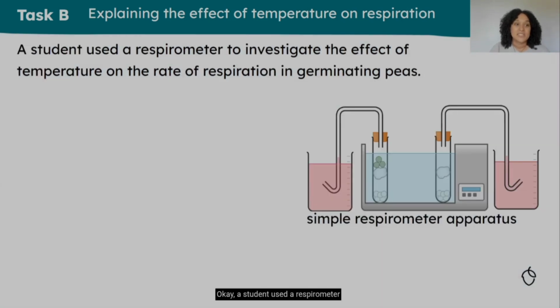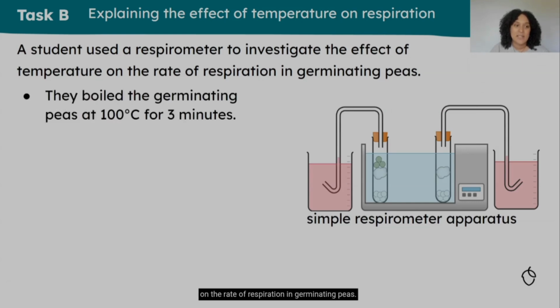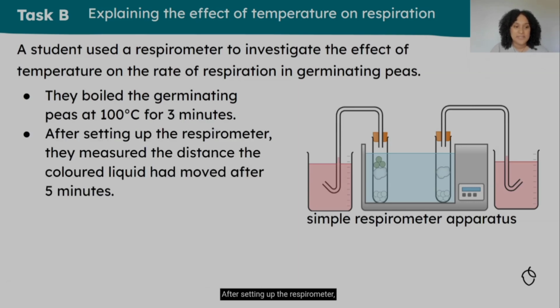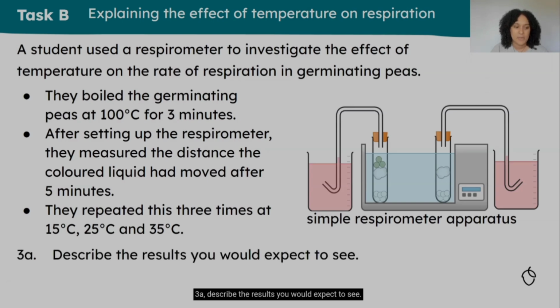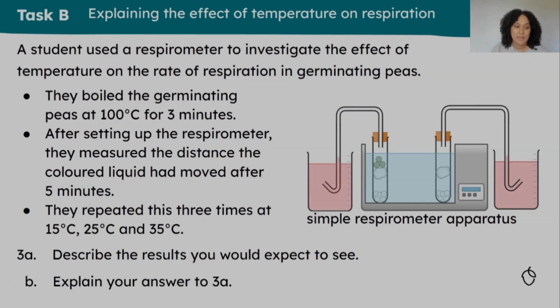Okay. A student used a respirometer to investigate the effect of temperature on the rate of respiration in germinating peas. They boiled the germinating peas at 100 degrees Celsius for 3 minutes. After setting up the respirometer, they measured the distance the coloured liquid had moved after 5 minutes. They repeated this 3 times at 15 degrees, at 25 degrees, and at 35 degrees Celsius. 3a. Describe the results you would expect to see. 3b. Explain your answer to 3a.